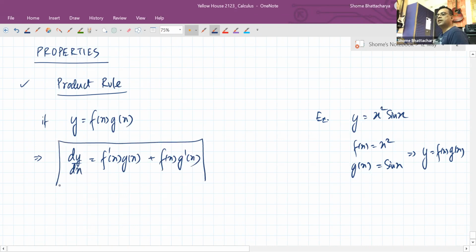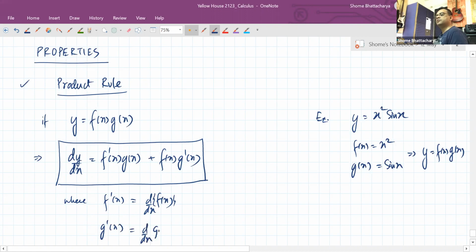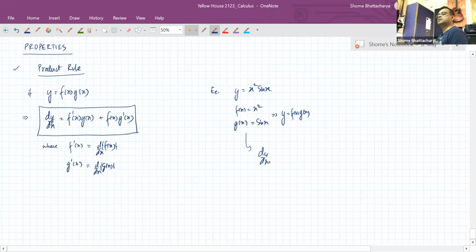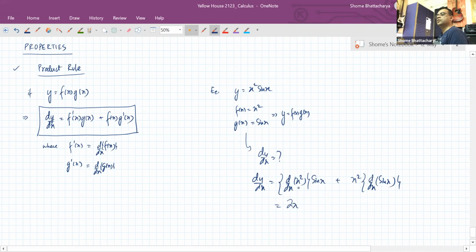You can write this in reverse order also. It can be f into g prime plus g into f prime also. It doesn't matter, because it's after all a product. Here we are using the shorthand notation that f prime x is the derivative or the rate of change of f(x), and g prime x is the rate of change or derivative of g(x). So in this particular example, if I want to find dy by dx, I'll use the product rule. It is differentiation of the first function multiplied by the second function plus the first function multiplied by differentiation of the second function. Then I'll just use my formulae. Differentiation of x square is 2x and differentiation of sine x is cos x. So this becomes my derivative, this is dy by dx.